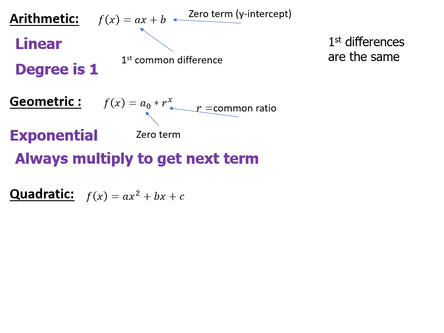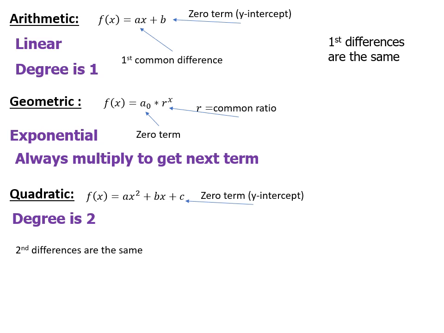Quadratic, f of x equals ax squared plus bx plus c. The zero term is c, or the y-intercept. Its degree is 2. The highest power of x is 2. And the second differences are the same. Now let's kind of walk through that. So that should be updated on one page in your notes.